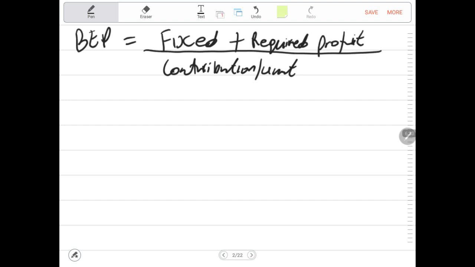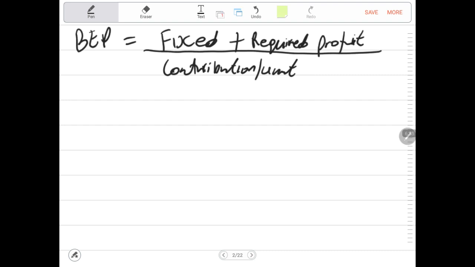So this is the formula on how to calculate the break-even units, meaning the number of units that the company needs to sell in order for it to reach the break-even point, where the company does not make a profit and neither a loss, meaning the total sales revenue is equal to the total expenses.